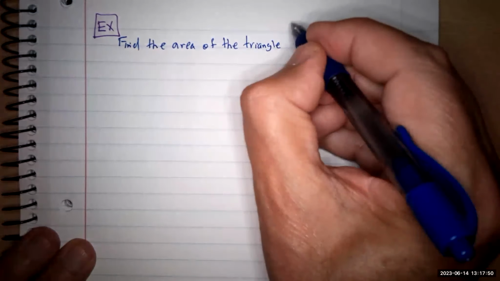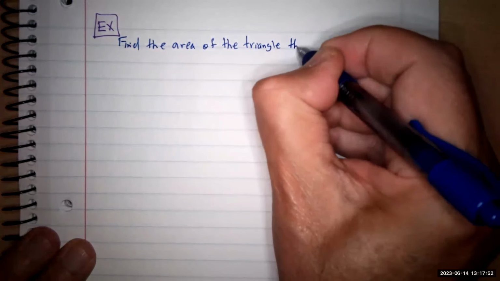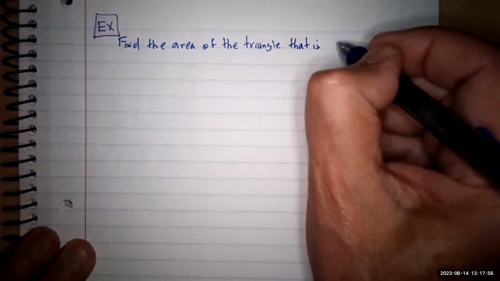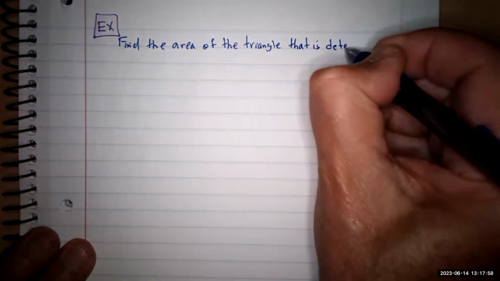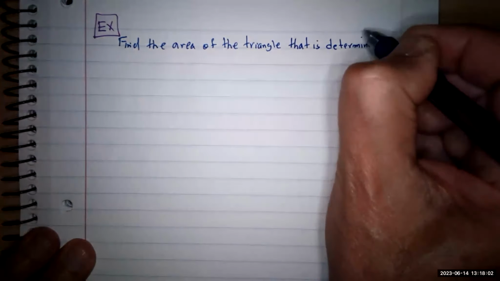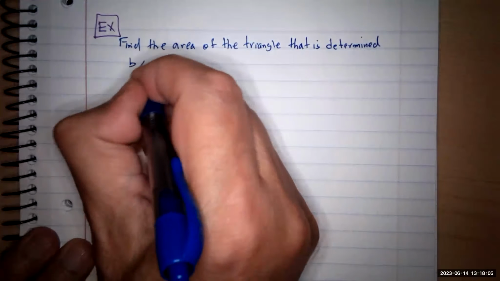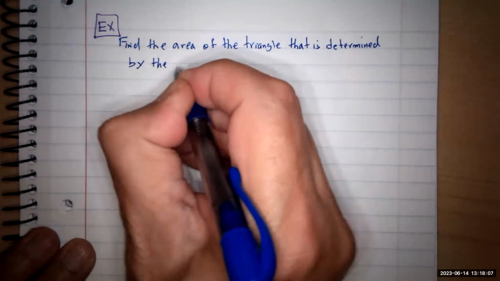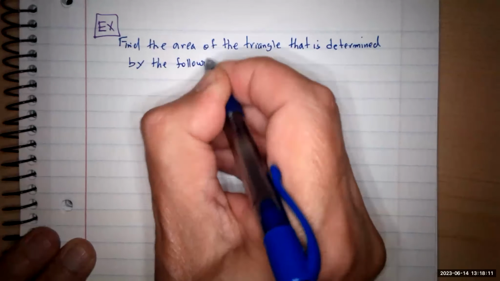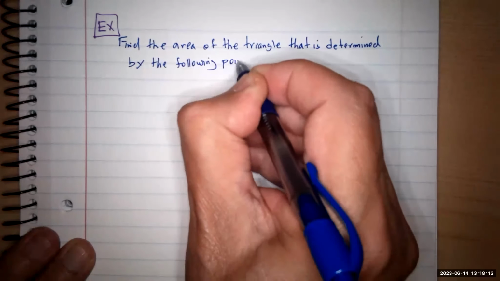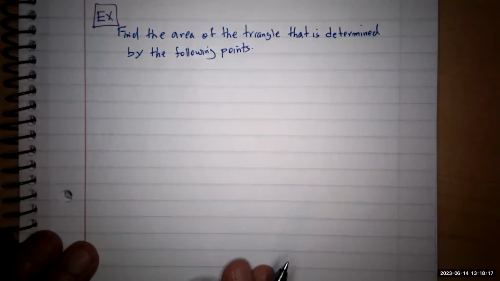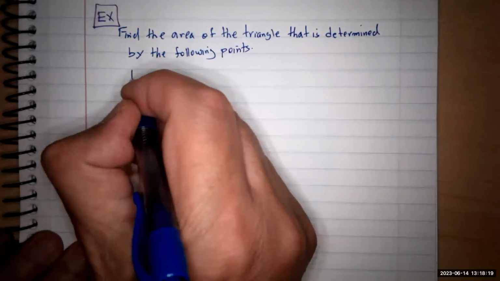Of a triangle that is determined by the following points. These points are the vertices, if you like, of a triangle.